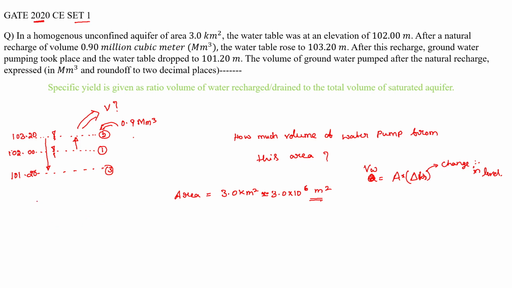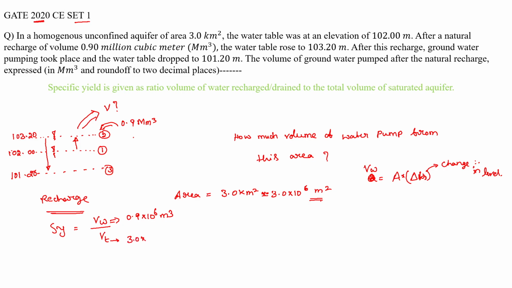In the first case, let's say it is a recharge. So what is specific yield? It is nothing but the volume of water drained or recharged to the total volume of the saturated aquifer. Here, what is the volume of water? 0.9 into 10 power 6 meter cube. This much volume of water was added to the soil sample.